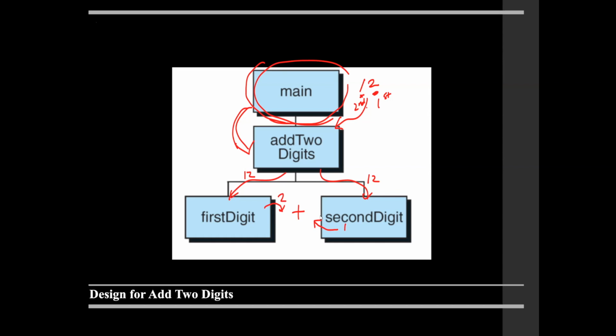So when you add them all up, you get 3. So if your input is 12, you get 3. So 3 is the end result of your add two digits. This is 1 plus 2, this is 3. Of course, the addition itself is part of your add two digits logic. So let's look at the specific implementation details here.